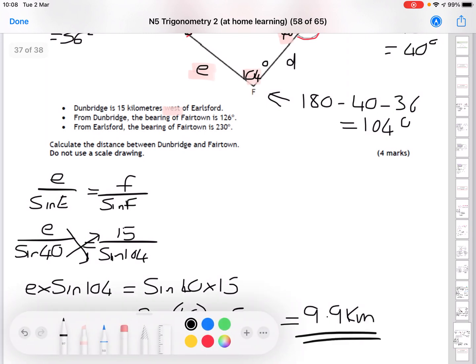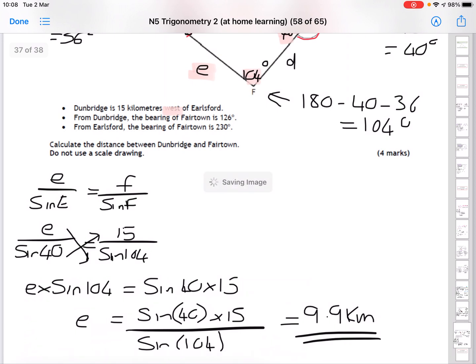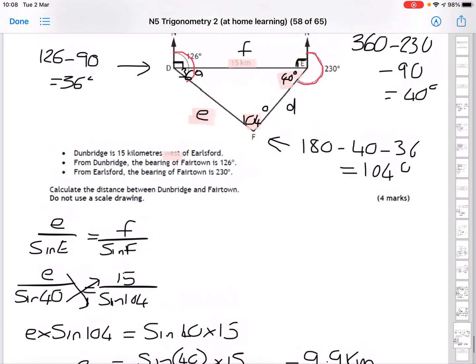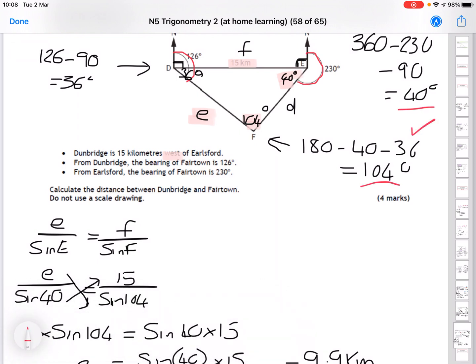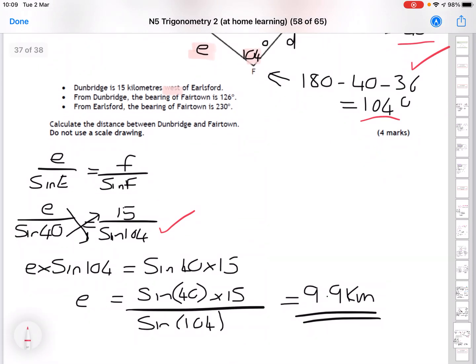Okay, so this question here is 4 marks. So your first mark is for filling in the angles in the diagram. So you actually get your first mark for filling in the 40 and the 104 gets you a mark. Your next mark is then the correct substitution into sine rule. And then, as you'll probably be getting used to by now, your next mark is for starting to solve, knowing how to solve that, and then your final answer.